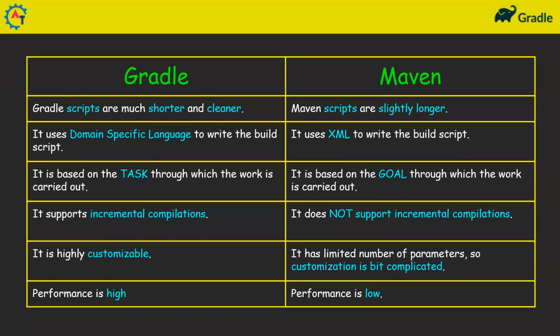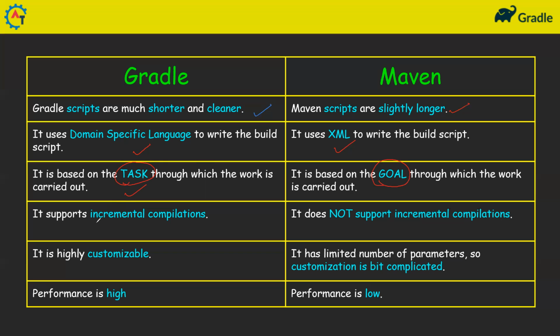Gradle scripts are much shorter and cleaner, and Maven scripts are slightly longer. Gradle uses a domain-specific language to write the build scripts, but Maven uses XML to write the build scripts. Gradle is based on tasks, through which the work is carried out. But Maven is based on goals. Here task, here goal, through which the work is carried out.